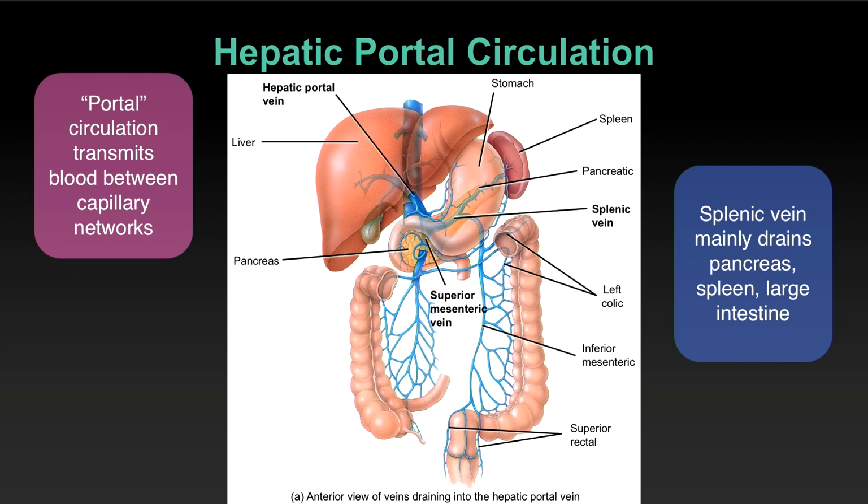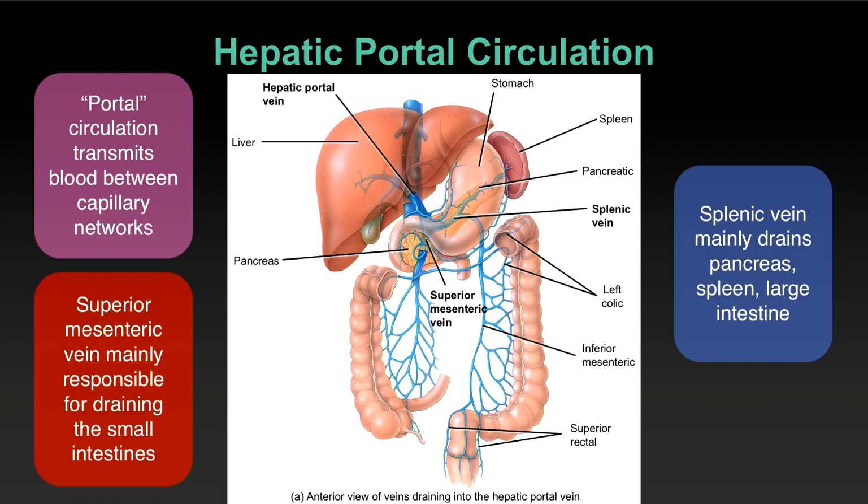The second half is shown here in the middle. A rather large vein, the superior mesenteric vein, which is responsible for draining largely all of the small intestines. And we'll learn the small intestines are where nutrient absorption occurs, where all that fun stuff that you eat gets taken up. And so the superior mesenteric vein is really what is responsible for draining those nutrients and delivering them to the liver.